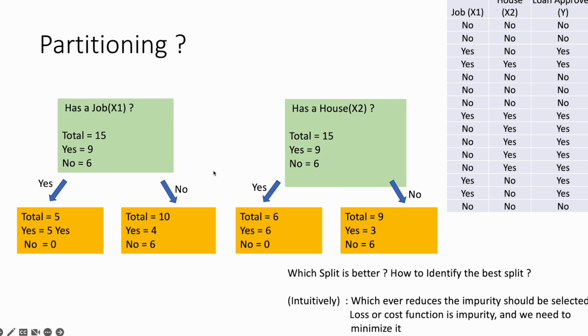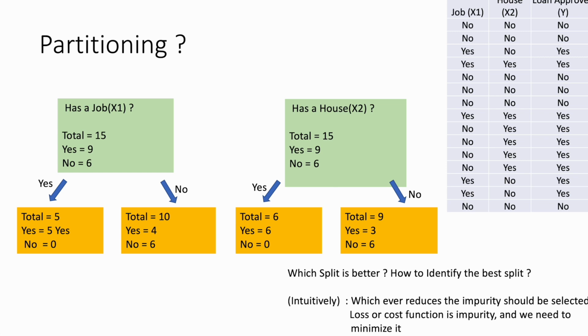Now, if I ask you, should I do the split on x1 or x2? Which one is better? There is no clear way of knowing that, right? We have to quantify which one is better. Intuitively, it makes sense that this 5, 0 is a cleaner split, right? What do we mean by cleaner split? Over here comes the concept of entropy.